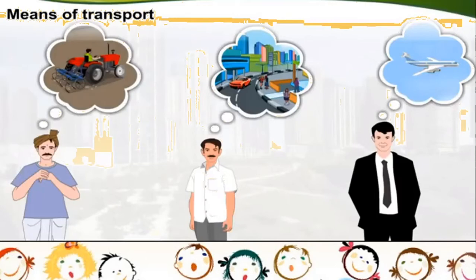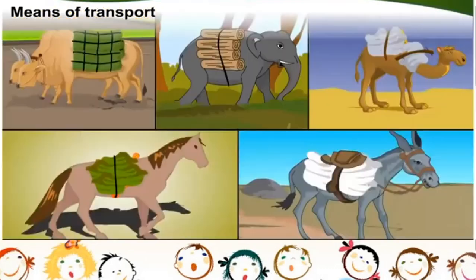Look at these people here. The first one is a farmer, and the farmer lives in a village. So what kind of vehicle does he think about? He thinks about a tractor which he uses for his farming purpose, isn't it? And then you have a person who lives in a city thinking about cars and aeroplanes, etc. So means of transport are also different as far as a city and a village are concerned.